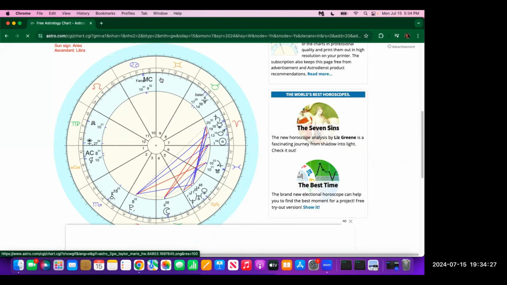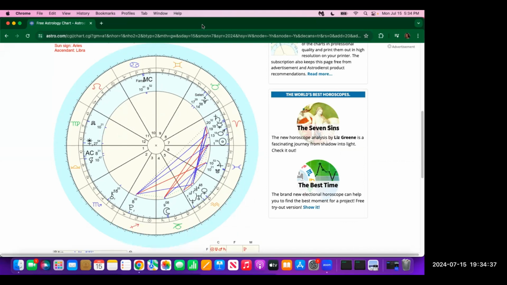You might not have as many icons. I guess I'll call these icons, because, like I said, I have houses involved. I mean, I have asteroids involved and whatnot.